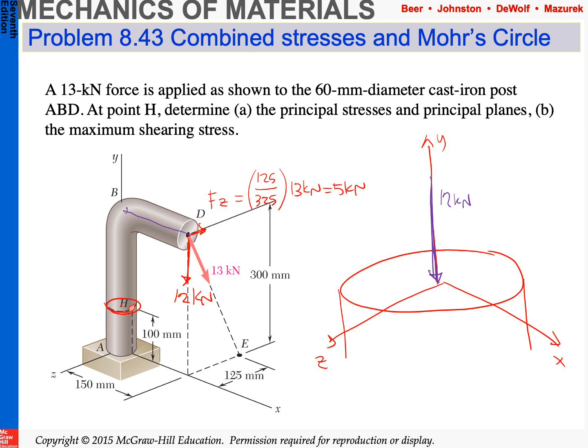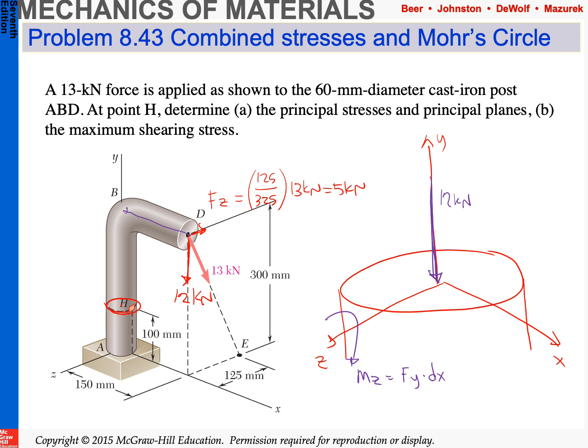So the moment that that force creates is a moment about Z, because we have a force in Y and a distance in X gives us a moment about Z, and you can see it in the direction that I drew there. Then that's the only moment that particular force creates, is one bending moment.